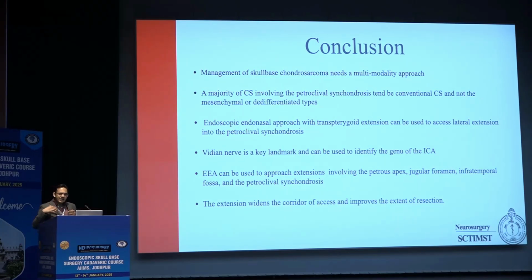The Vidian nerve is a very key landmark. The combination of the Vidian nerve and the pterygosphenoidal fissure can be used to consistently identify the foramen lacerum and the petrous apex behind that. And this can be used for extending our approach further to the jugular foramen or to the infratemporal fossa. So we get wider resections and wider corridors.